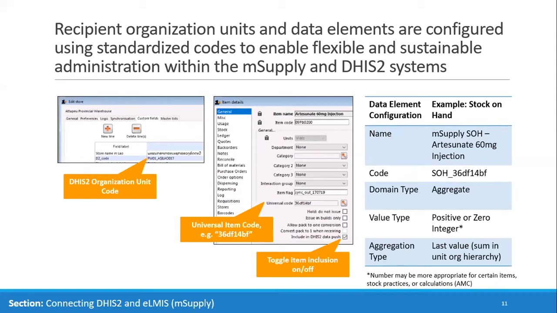So we use a similar structure for each of these data elements, but this is a stock on hand example where we insert that code to have this linkage between the warehouse and the organization unit. It's coming in as aggregate data. And generally we started out by doing positive or zero integer values, but we've also learned that for certain items, and this is coming up with, you know, vaccines or certain family products, you might actually be issuing portions of an item. So looking at numbers. And then also importantly, we've started using the last value aggregation type. So even if we're pushing at infrequent intervals where it's sometimes once every 7 days or sometimes more often, we can look at the most recent value.